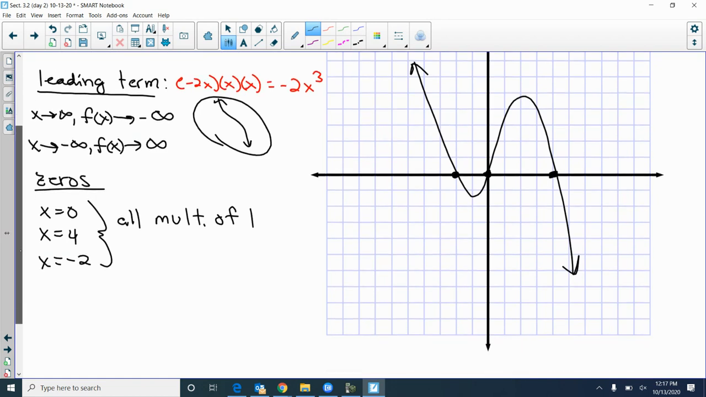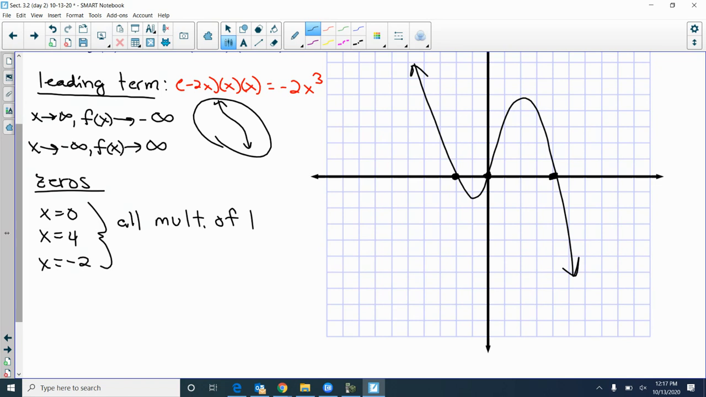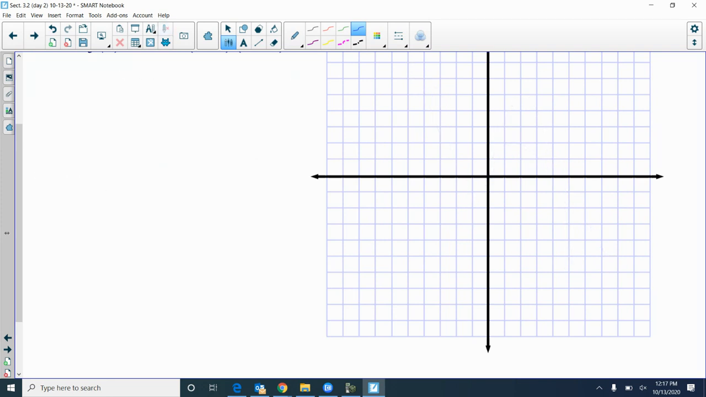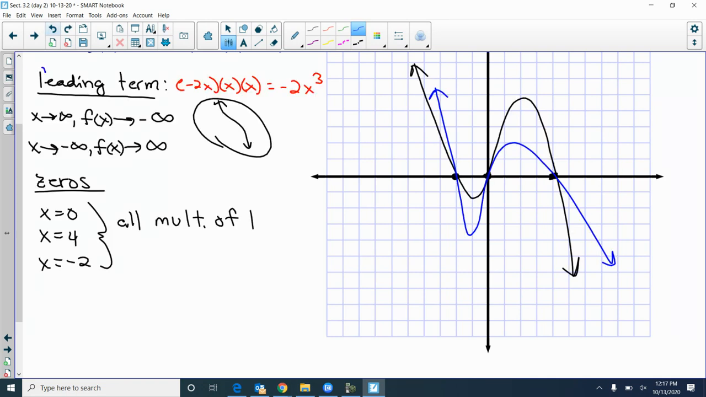Todd: If this were a test, would you ever take a point off for not going too high on the second bump? You mean right here? Yeah. No, I do not care what it looks like as long as it goes through those points and above it, because we have absolutely no idea where it hits.